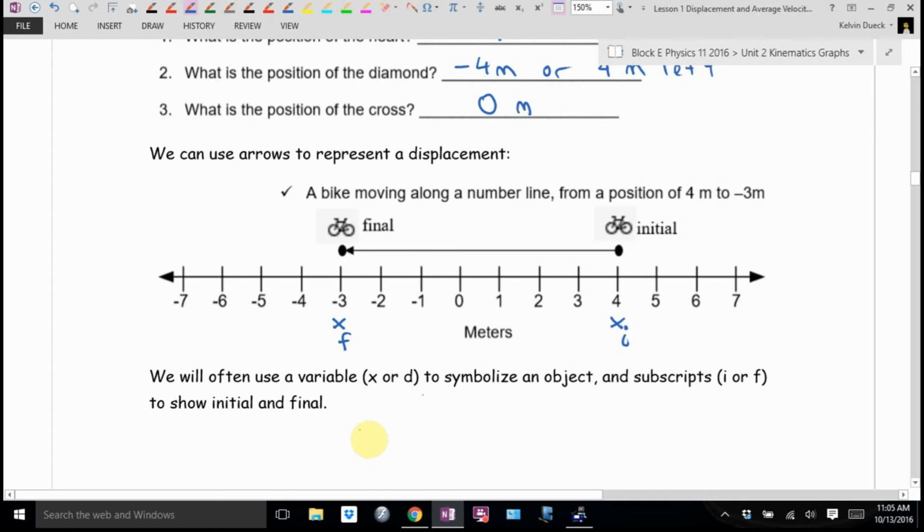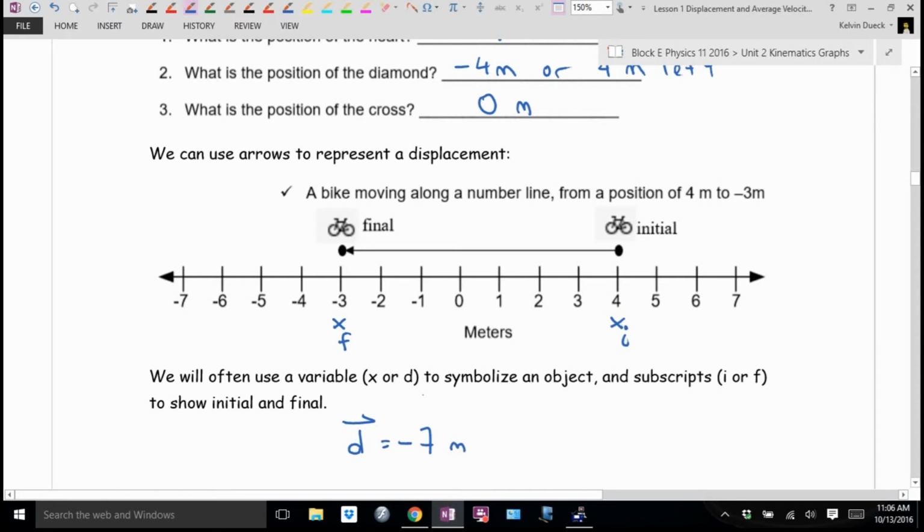So here's my question. What's the displacement of this bike? Sorry? Thought I heard someone say something. Go ahead, Lyndon. Displacement negative 3? I think I disagree. By the way, what's the final position of this bike? Negative 3. What's the change in position? What's the displacement? 7 is wrong. Negative 7. Yes?